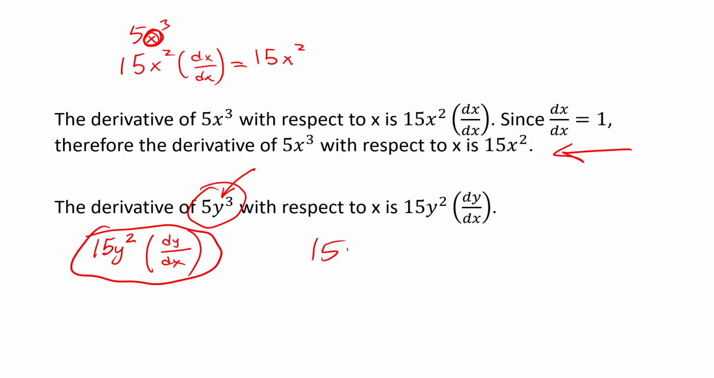And sometimes when we're writing quickly, we will say 15y squared y prime. Okay? So what a lot of students end up remembering is that if they're determining derivatives with respect to x, but they use the power rule on another variable, say for instance y, they need to put a dy dx as a factor next to that. And it's all because of the chain rule.